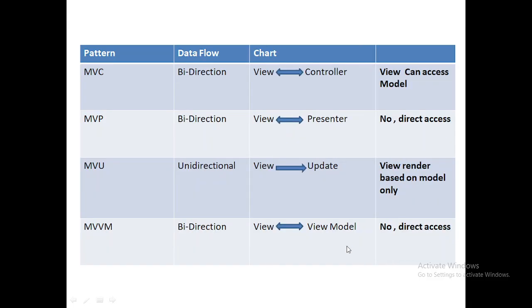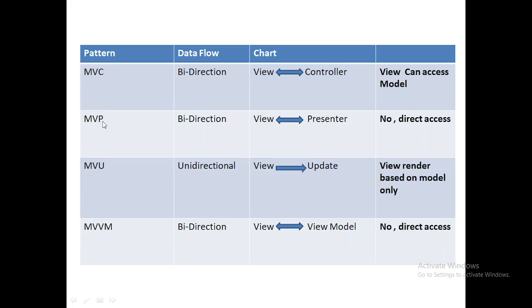So in the next chart I try to explain the flow, how the flow works. In MVC, model view controller, the data flow is bidirectional, from view to controller and controller to view. And the view can access the model. So it is bidirectional from view to controller, controller to view, and the view can access the model.